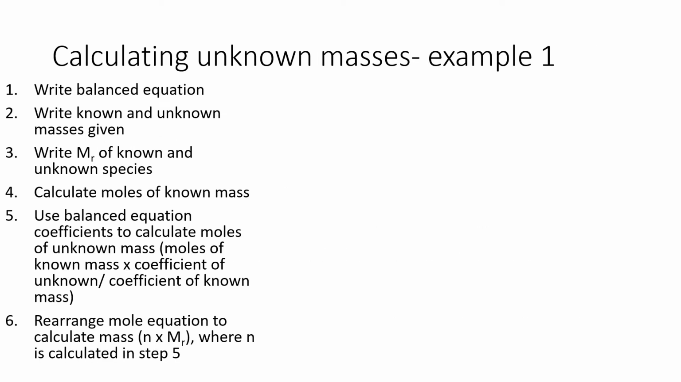So here's an example. We write a balanced equation. So this is the equation that the exam question has given me. Calcium plus water produces calcium hydroxide and hydrogen gas. So I've written the state symbols. I now have to balance the equation. And after balancing it, I can see that I've got 2 water molecules to every 1 calcium.